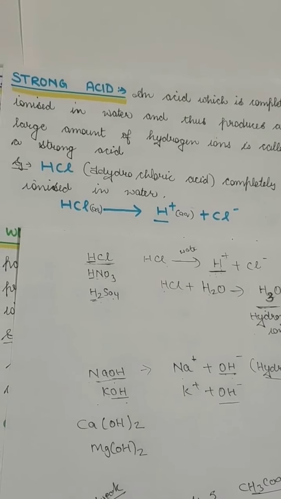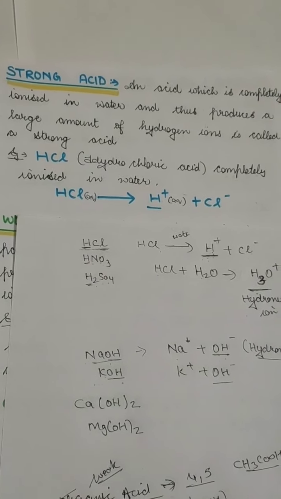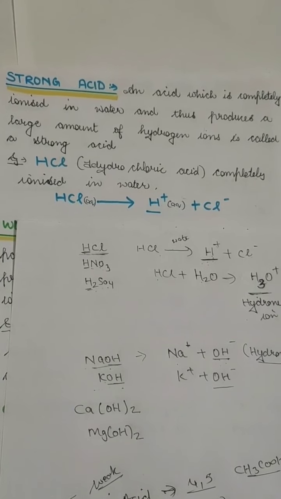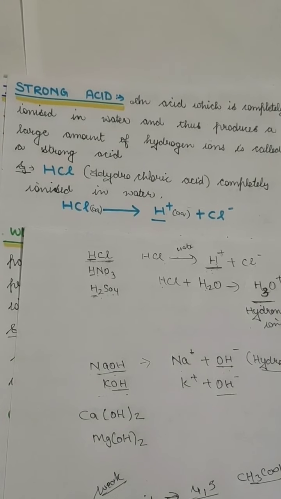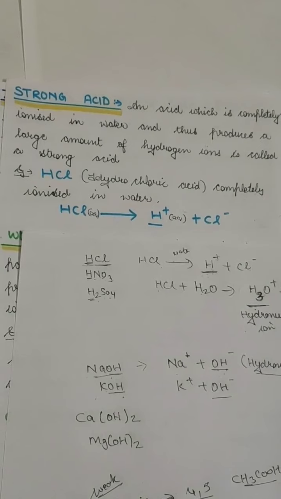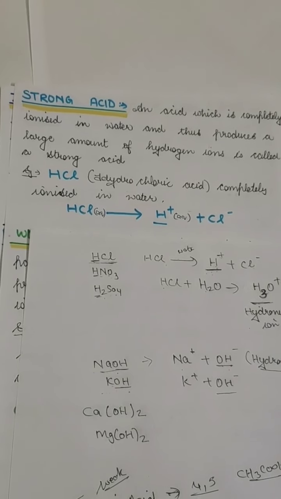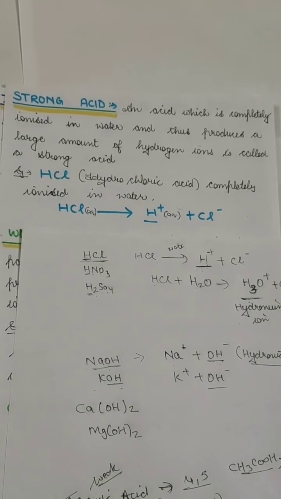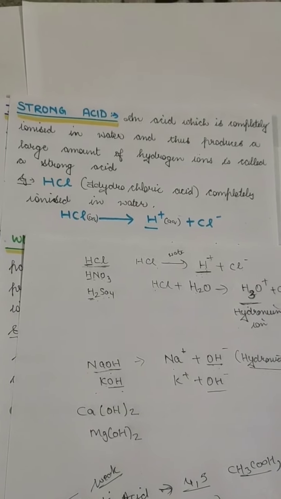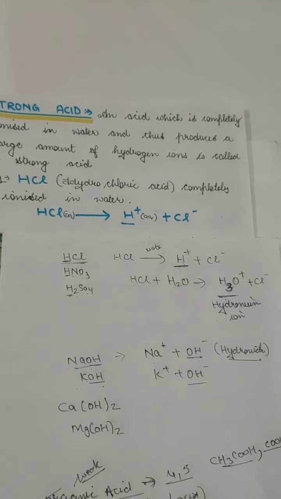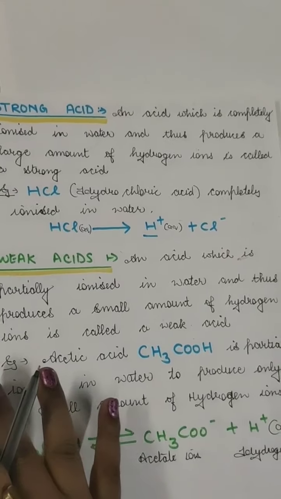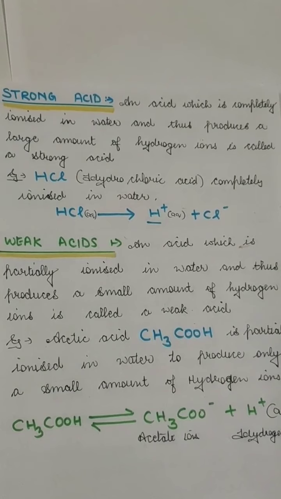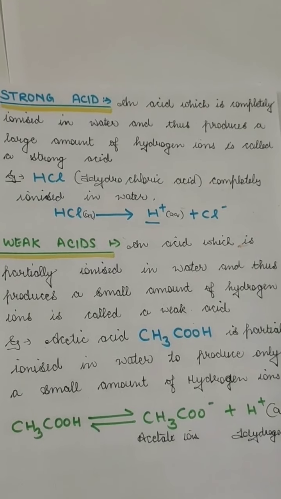So the strong acids have more content of hydrogen ion, whereas the weak acids or the organic acids have a lesser number of hydrogen ions, so they release less hydrogen ion. Or we can also say that they do not completely dissociate into the hydrogen ion. An acid which is completely ionized in water and thus produces a large amount of hydrogen ion is called a strong acid.